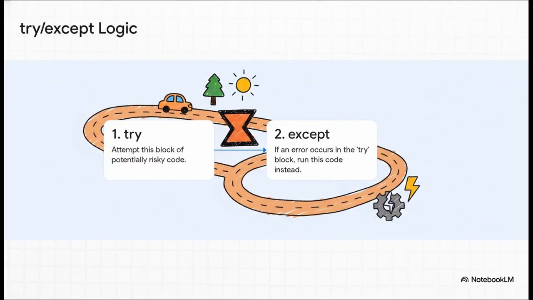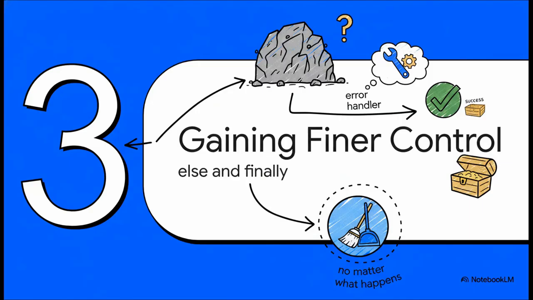And the logic behind this is beautifully simple. Think of it like you're driving down a road. The try block is your main highway. You're just cruising along. The except block? That's a planned detour. If you hit an unexpected roadblock, an error, you just calmly take the detour. But if there's no roadblock, you never even see the detour. You just keep on going. Simple as that.